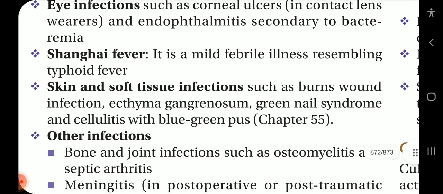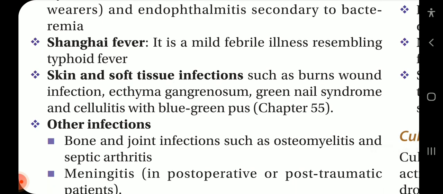Skin and soft tissue infections such as burn wound infection, ecthyma gangrenosum, green nail syndrome, and cellulitis with blue-green pus can also be caused by Pseudomonas.